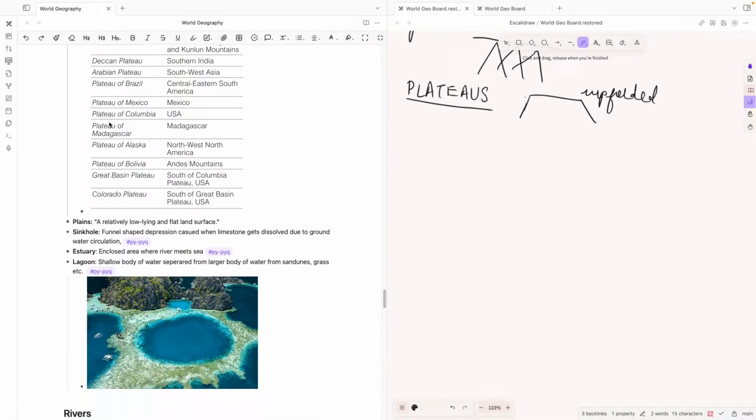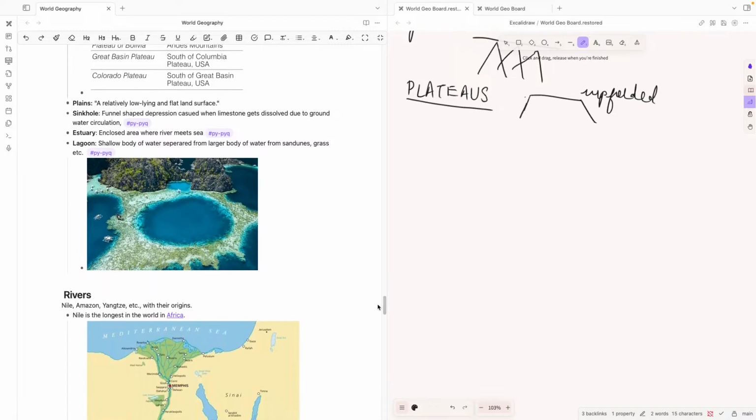So we saw that the Alaska region is there. So next to that, the Alaskan Plateau is probably there. Okay. So plain is a relatively low lying and flat surface area. It is a sinkhole. A sinkhole is a funnel shaped depression caused when limestone gets dissolved due to groundwater circulation. So sinkhole is something like this. Limestone gets dissolved and it causes a funnel shaped depression where you can get sunk. So that is called a sinkhole.